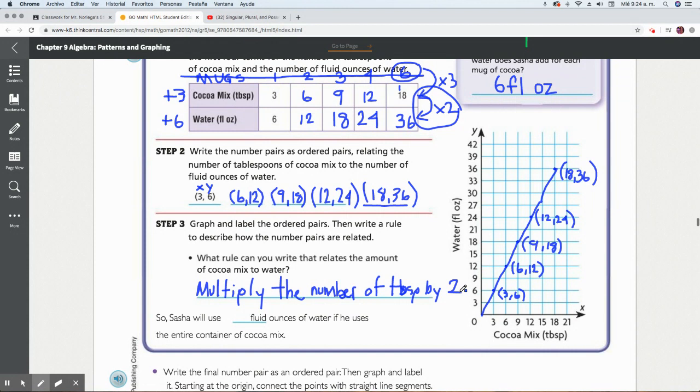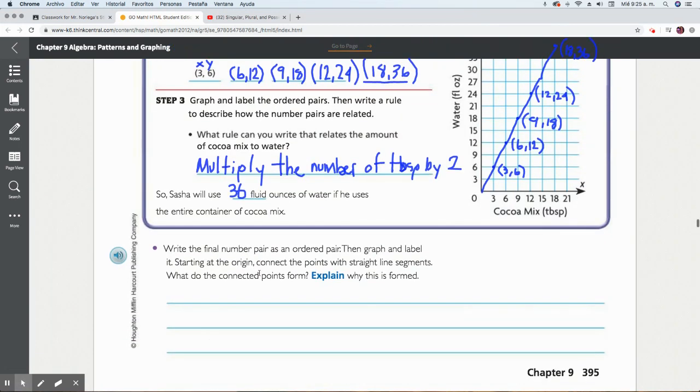Okay, so at the end, answering the question that the problem is asking, Sasha will use how many fluid ounces of water for the entire container of cocoa mix? 36 fluid ounces of water, if he uses the entire container of cocoa mix. All right? Okay? Next.